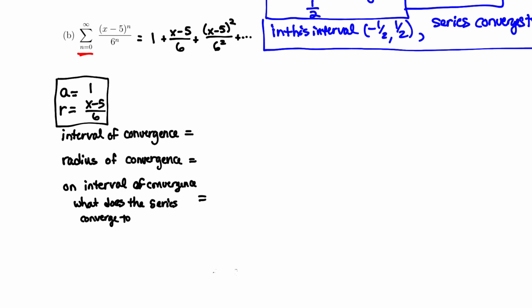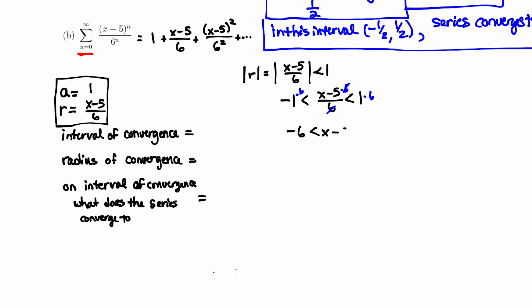And to get my interval of convergence, I need to take the absolute value of r and make it less than 1. So I need the absolute value of (x minus 5) over 6 less than 1. And we just talked about how to solve these three-part inequalities. Going back to previous knowledge, we multiply each part by 6, and then we add 5. And so you guys should be getting that your interval is -1 to 11.